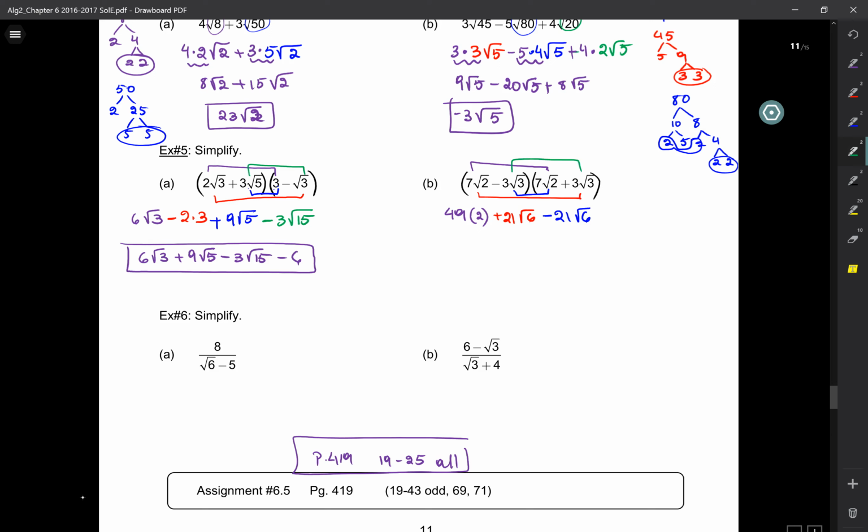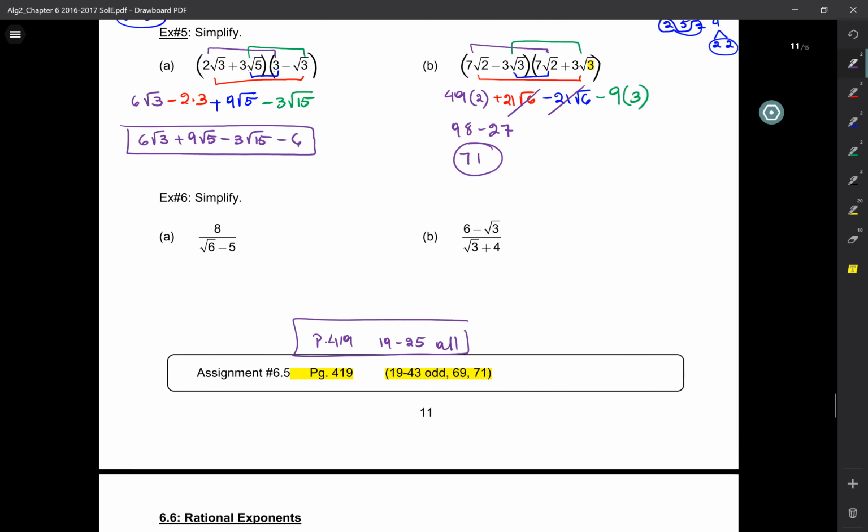And then the last one. So the last terms are 3 times 3, minus 9. Root 3 times root 3 is just 3. So this is 98. Plus 21 root 6 minus 21 root 6 go away. And then I have a minus 27. And that'll just be 71.